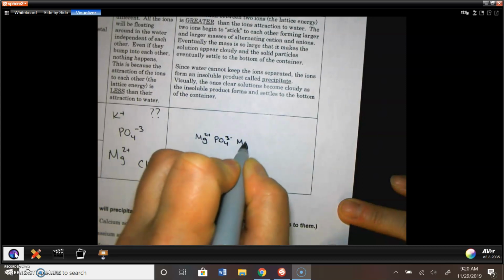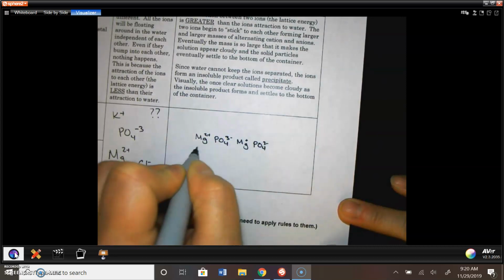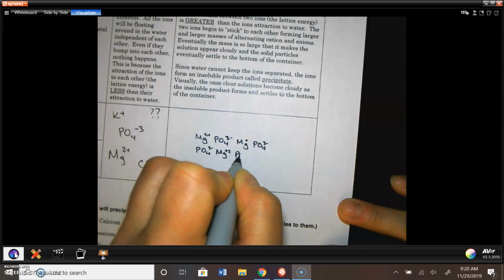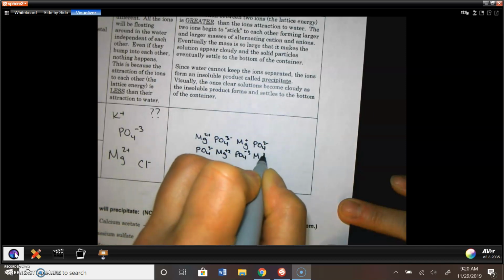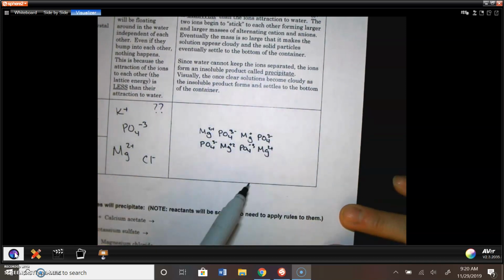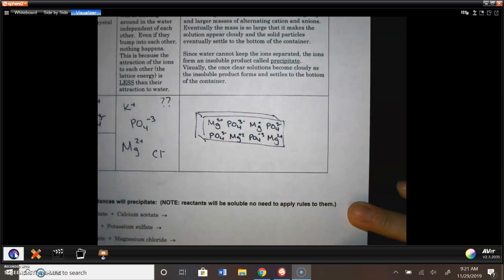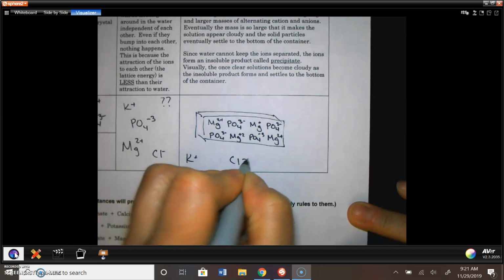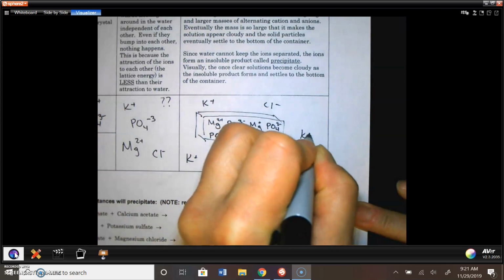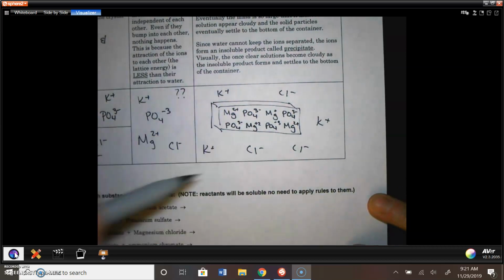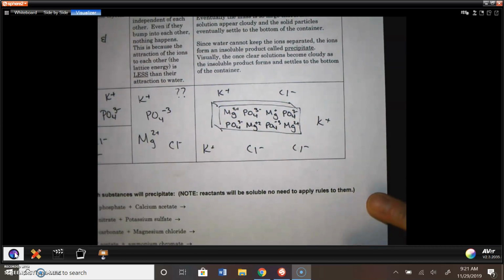Now I'm going to keep this very simple and just write alternating cations and anions. But this is what's going to happen. The ions are going to start sticking together, and I start to create a crystal that eventually will fall to the bottom of the beaker. So I get this solid crystal forming. And again, it's three-dimensional. Okay, but what about potassium and chloride? Well, they just stay floating around. They don't do anything.